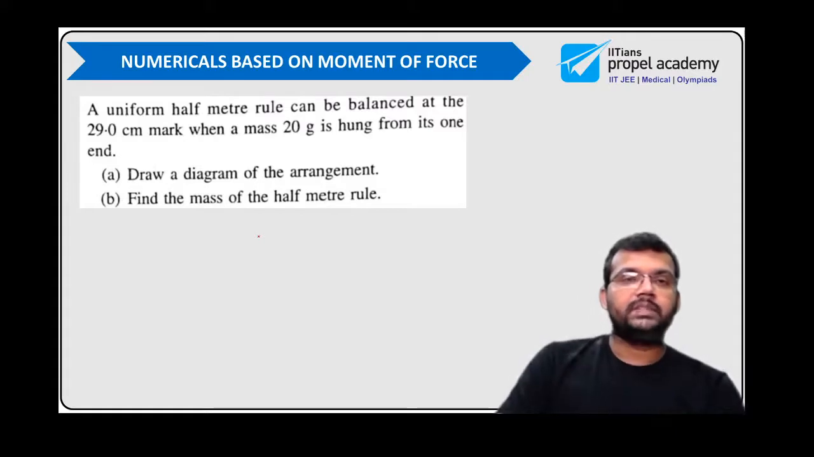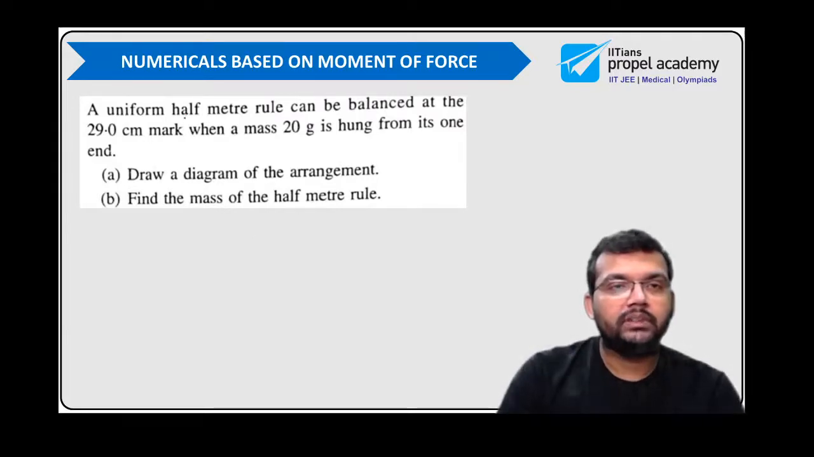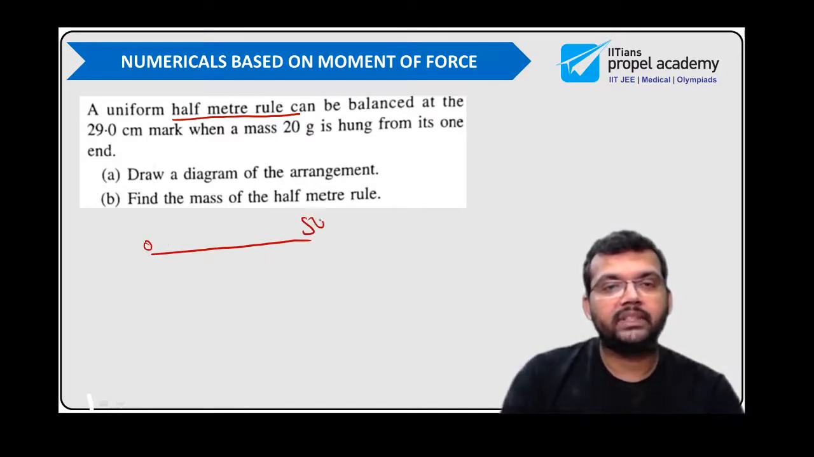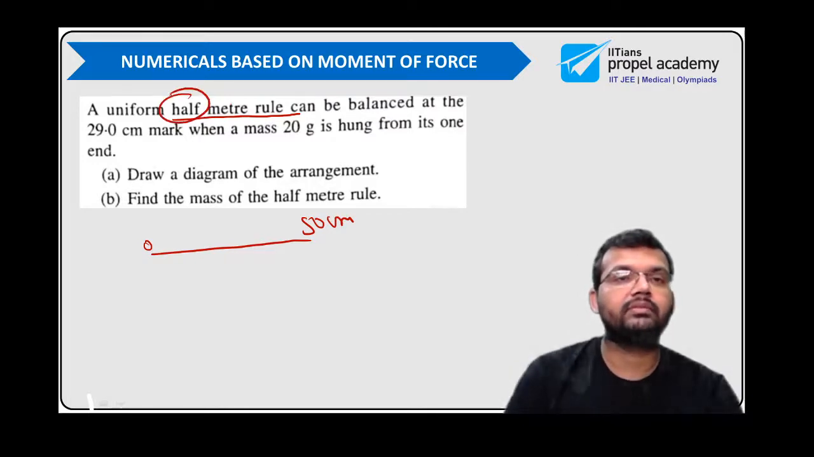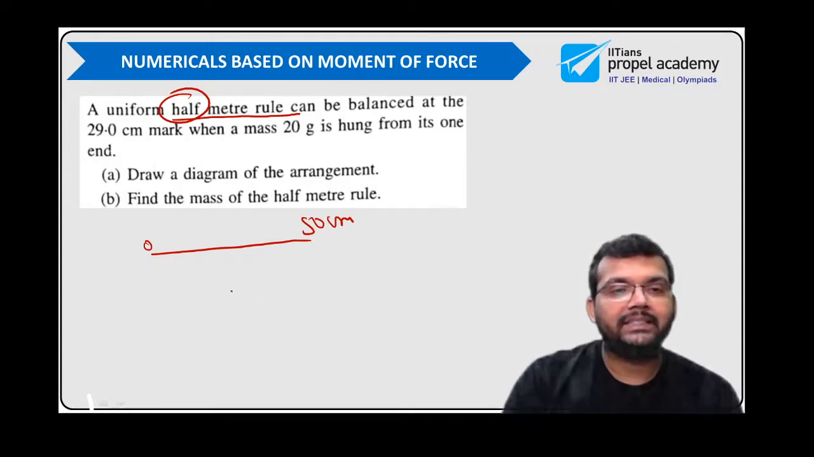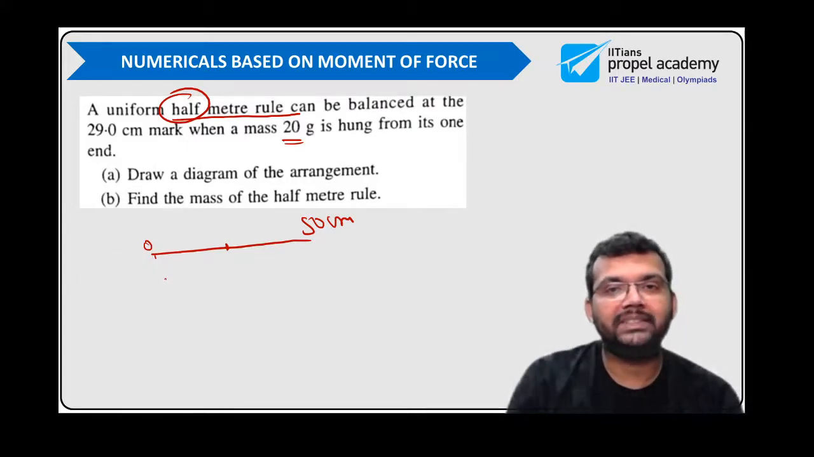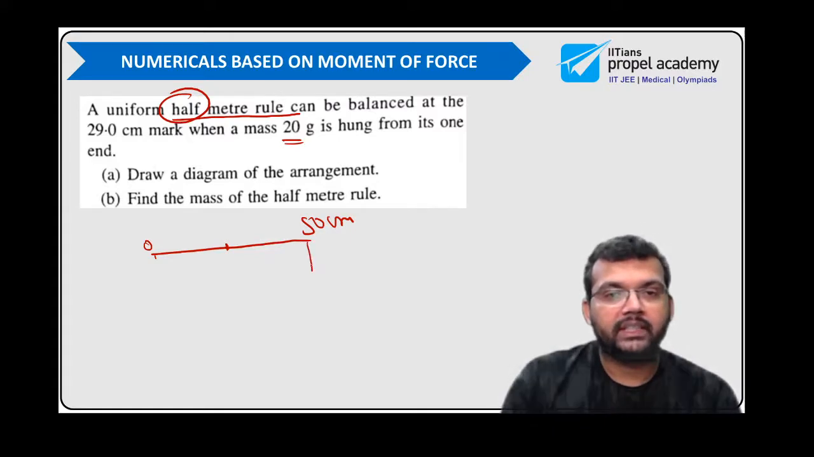A uniform half meter rule can be balanced at 29 centimeter mark. So you have a rule like this, 0 and 50 centimeters. Why is it 50? Because it is a half meter rule. Where can we balance? At 29 centimeter. This is 25, exactly the middle. On one side you have hung 20 grams from its one end. Let's say this side you have 20 gram force.